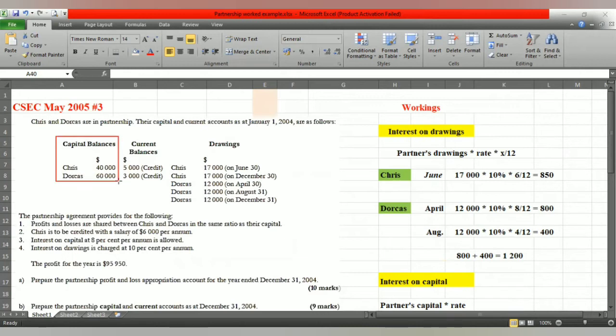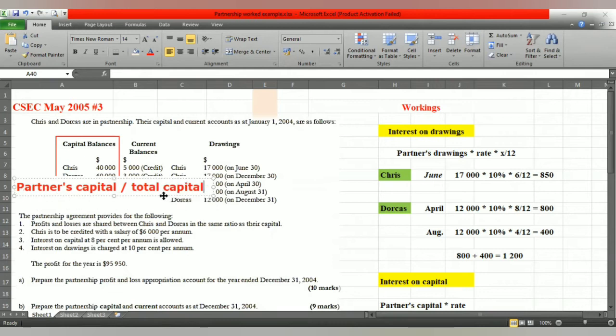Now, the formula in calculating that using the partner's capital is the partner's capital divided by total capital, and of course that will be multiplied by the share of profit.